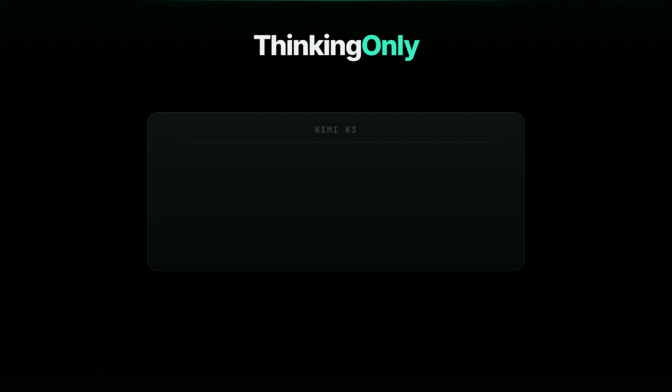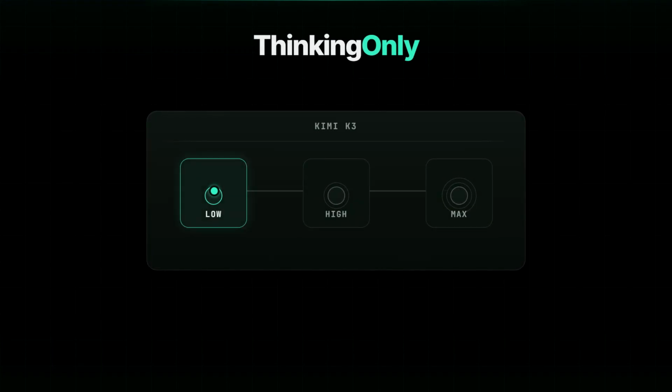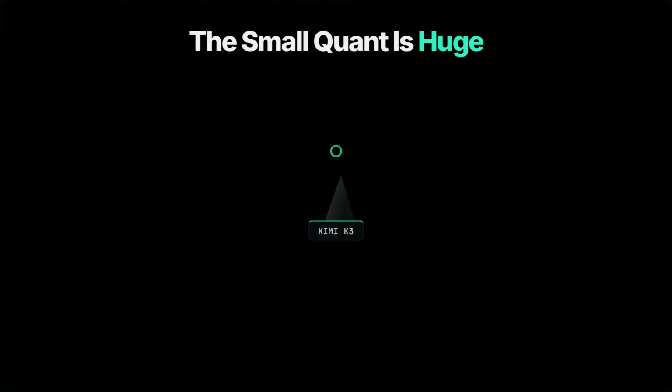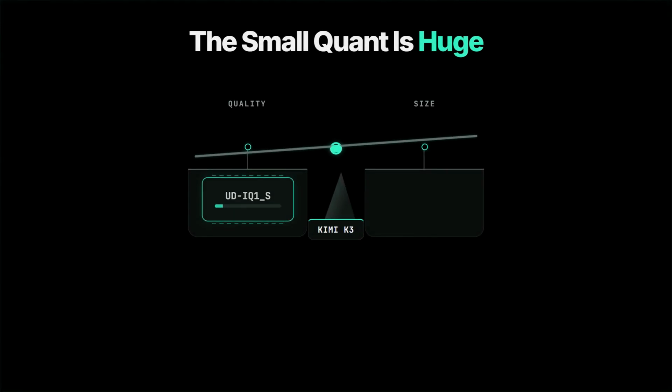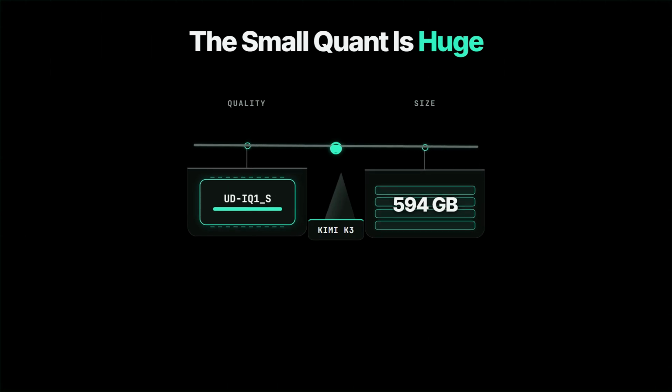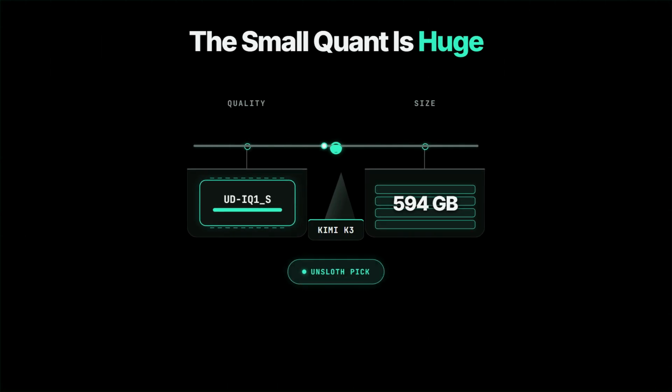Kimi K3 is documented as thinking only, with no instant mode. Unsloth supports low, high, and max reasoning effort, while its documentation says max thinking is the default. The Kimi K3 UD-IQ1_S quant occupies about 594 gigabytes. Unsloth recommends it as a size and quality balance, which tells you how enormous the baseline really is.